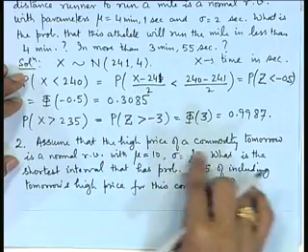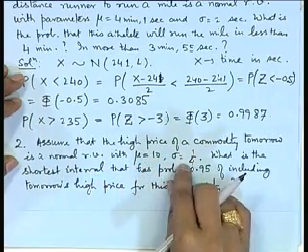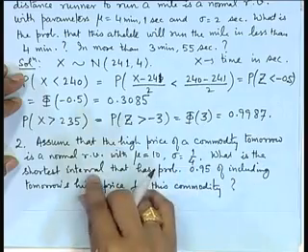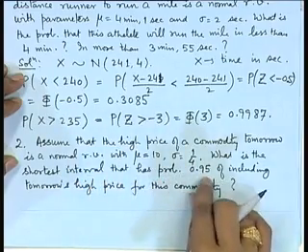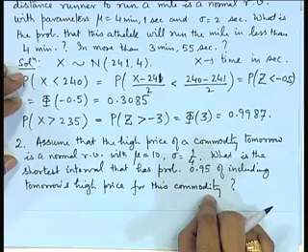Let us consider another application. Assume that the high price of a commodity tomorrow is a normal random variable with mu equal to 10 and sigma equal to 1 by 4. What is the shortest interval that has probability 0.95 of including tomorrow's high price for this commodity?